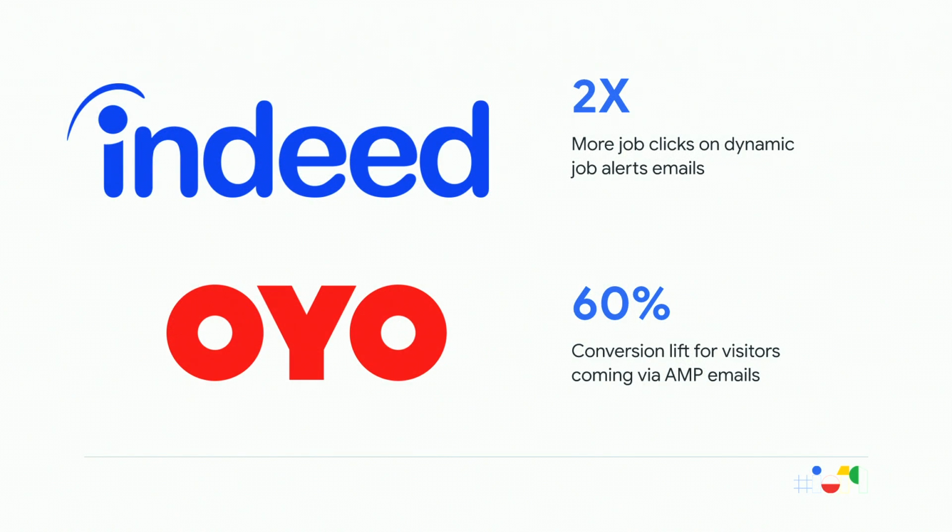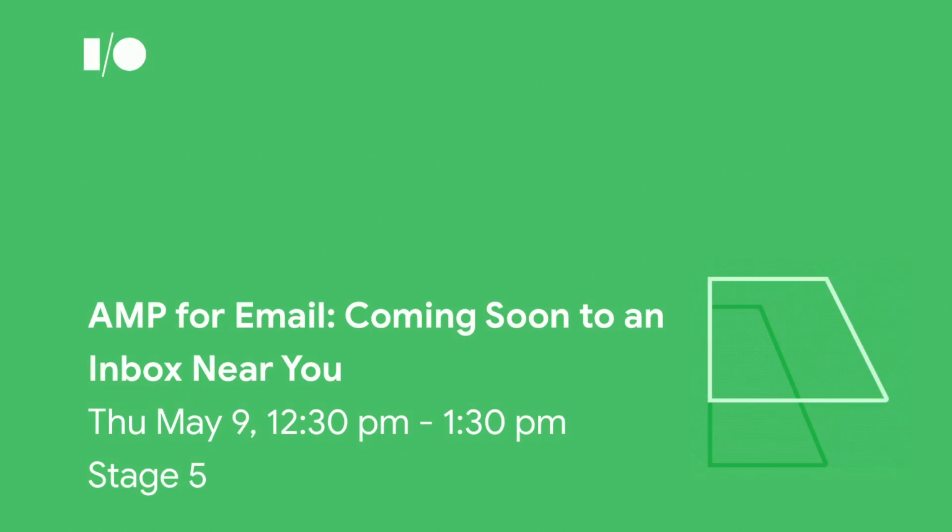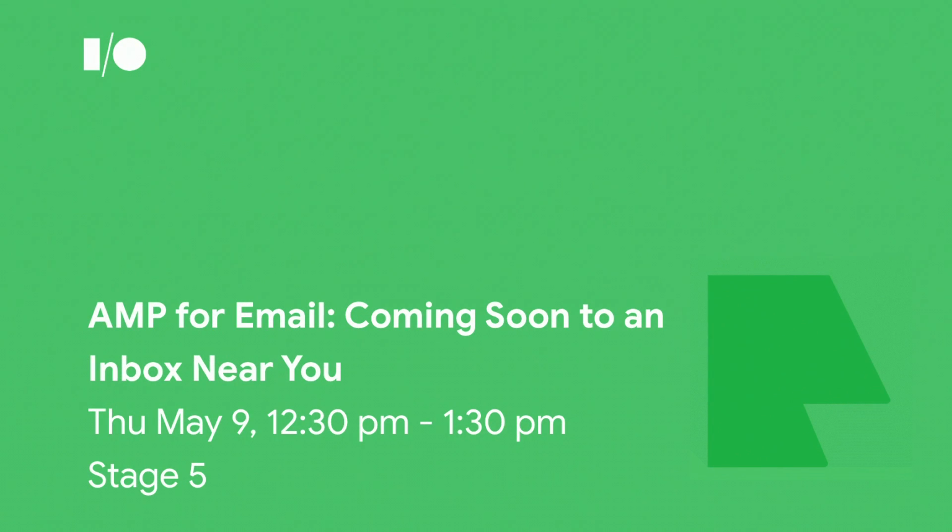And while it's still early days for AMP in email, since the product only launched to consumers in Gmail about 6 weeks ago, the job site Indeed is already seeing a 2x increase in clicks on their AMP job alert emails. And Oyo, one of India's largest hospitality companies, is seeing a 60% conversion lift for visitors coming in via AMP emails. You can learn more about the AMP for email format tomorrow at the talk here at Google I/O on stage 5.